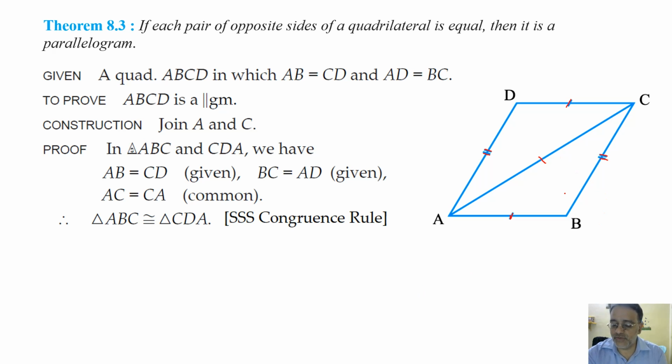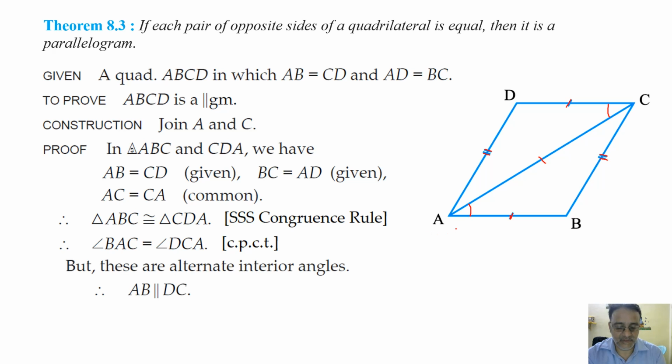So now if these two triangles are congruent, this angle is equal to this angle. Why? CPCT. But these are alternate interior angles, so AB is parallel to DC. Right? Similarly, we can show that AD is parallel to BC. Hence, ABCD is a parallelogram. Any doubt here? No, sir.